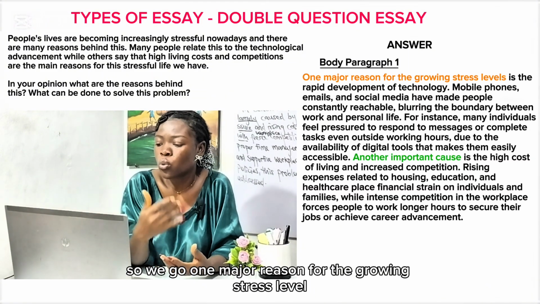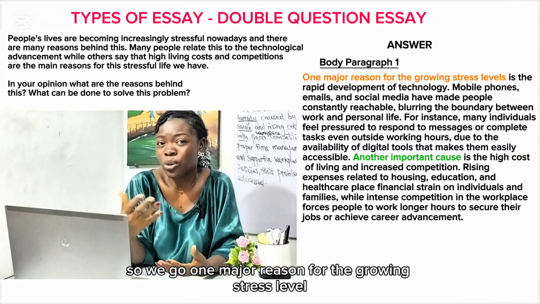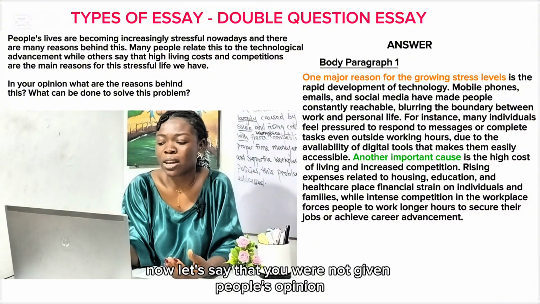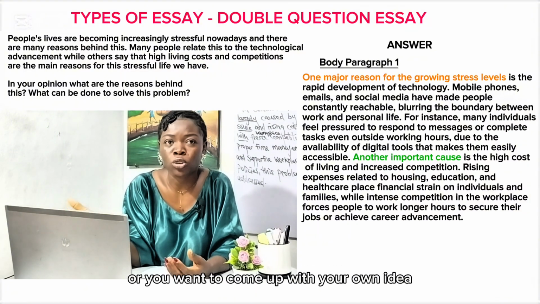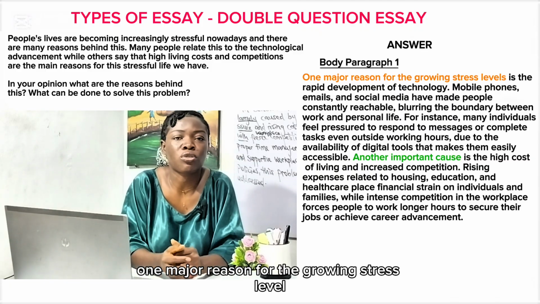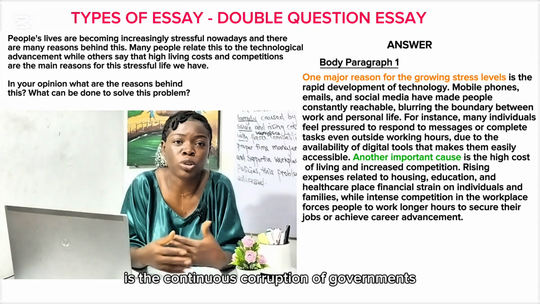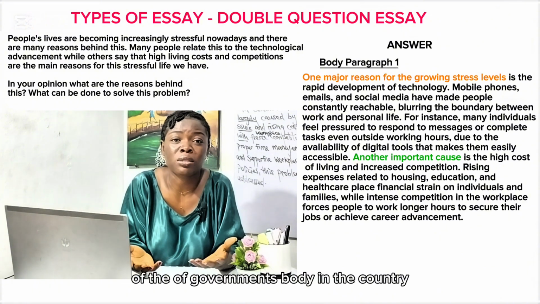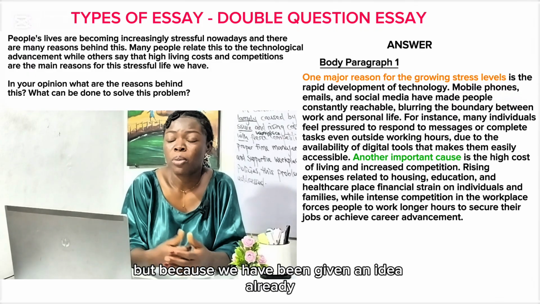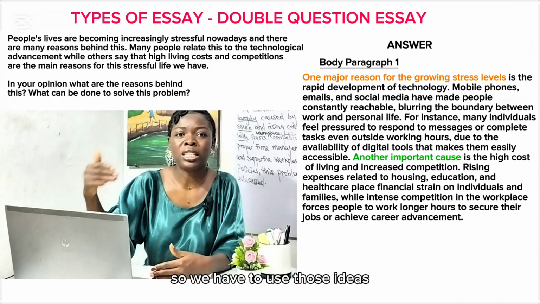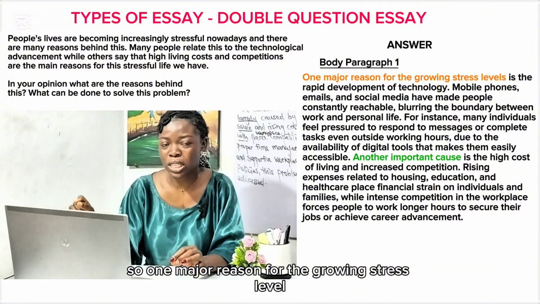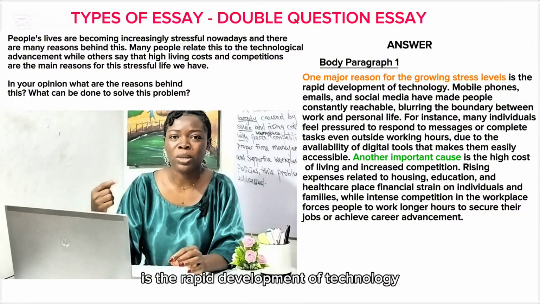So we go, one major reason for the growing stress level is the rapid development of technology. Now let's say that you were not given people's opinion, or you want to come up with your own idea, then your idea will be the topic sentence: one major reason for the growing stress level is the continuous corruption of government bodies in the country. If that is going to be your idea, do you get what I'm trying to say? But because we have been given an idea already, we have to use those ideas. So one major reason for the growing stress level is the rapid development of technology.